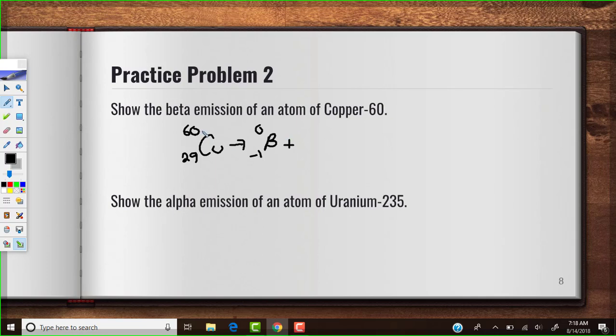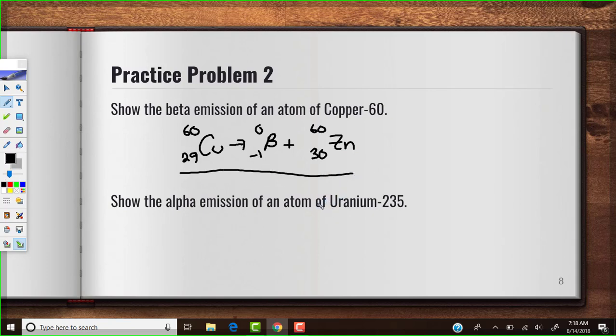So this essentially states that 60 equals 0 plus blank. Well, that's easy enough. That's 60. And 29 plus a -1 equals, well, to make this right, this would be 30. And we need to write our correct symbol over here. If you look at our periodic table, 30 is zinc. And there's our answer. Pretty straightforward.